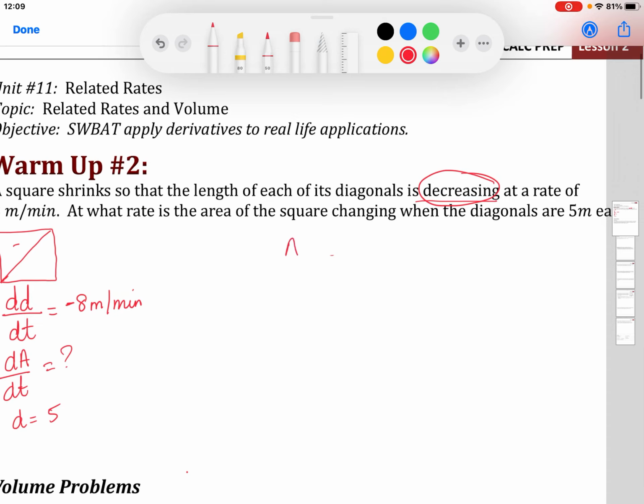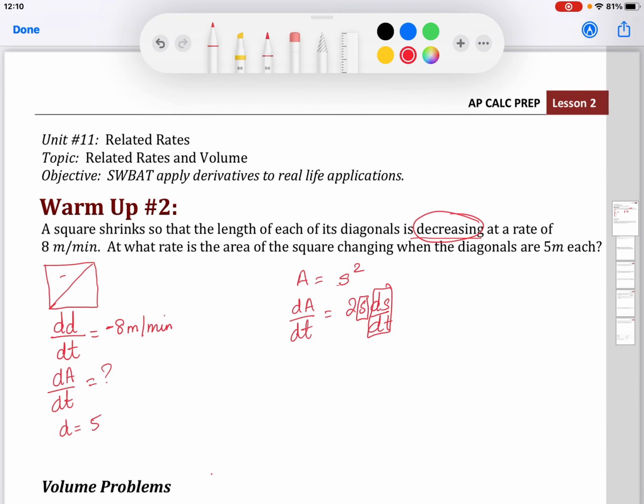Okay, so now if I want to find dA/dt, I need to start with the area formula. I know my area is what? Side squared, right? But if I took the derivative on both sides, I get 2s ds/dt. But see, neither do I know ds/dt, nor do I know s, and I want to find dA/dt. So I don't know any of these variables. But I do know about my diagonal. So can I write my s in terms of d? So let's try and figure that out. How would we do that?